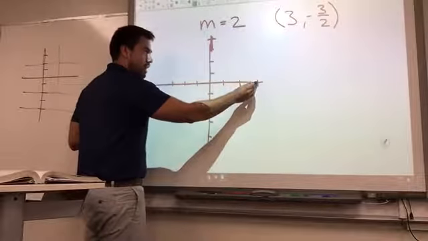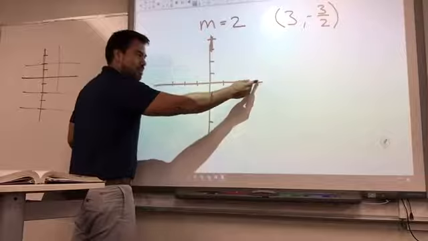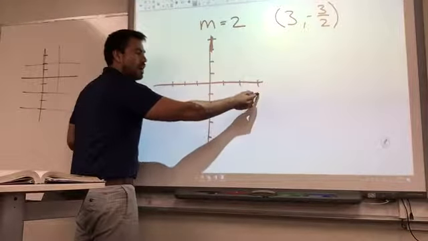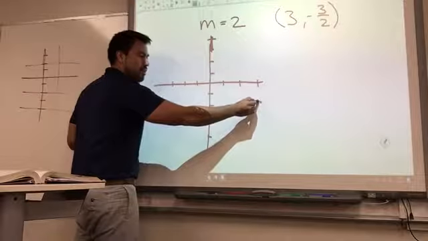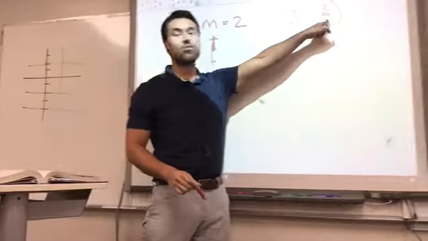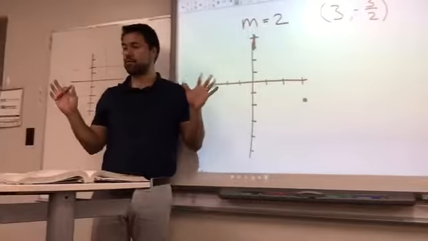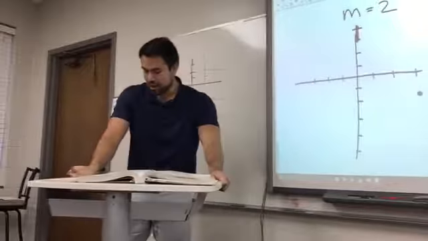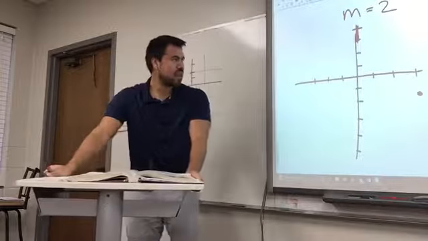1, 2, 3. Where in the world do I go for 3 halves? Down 1.5, which is about here. What? 1.5. You see, negative 3 over 2 is negative 1.5. Are you guys okay with negative 3.5? Or sorry, negative 1.5? Okay, so you put that point in.